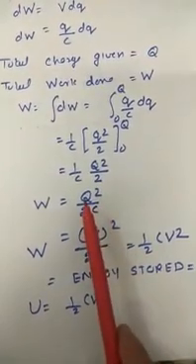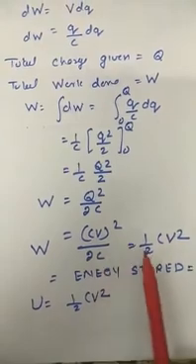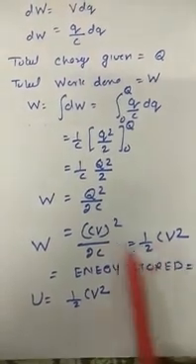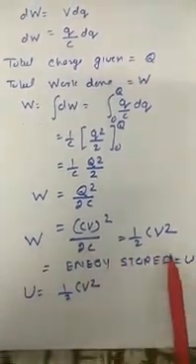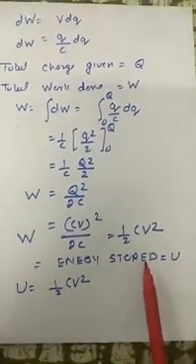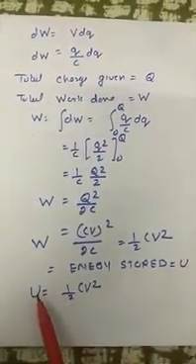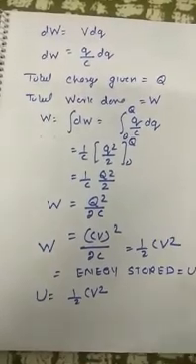Now we know that Q is equal to CV, and then we can find the expression like this, and this work done is stored in the form of energy. So that's why the energy stored U is equal to half CV square.